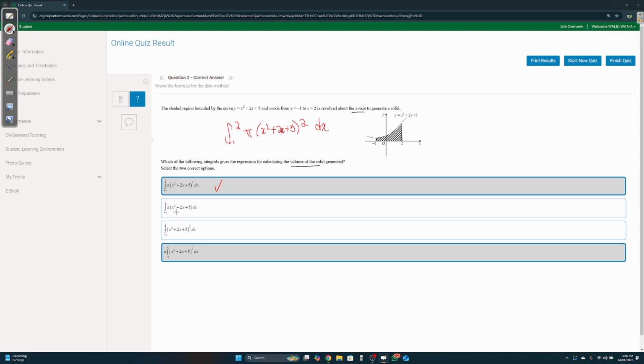So obviously this one's going to be correct. This is negative, huh? This is wrong because there's no squared. This is wrong because there's no pi. This is correct because the pi, they just took it out.